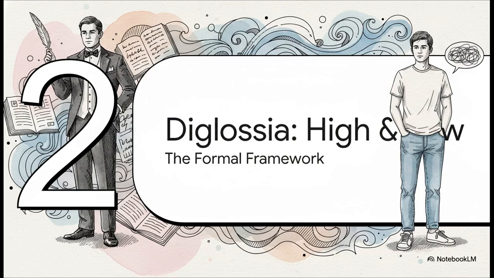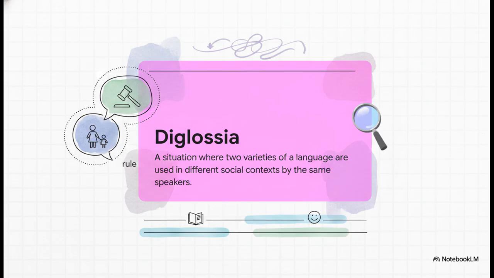Sociolinguists have a specific framework for our tuxedo and t-shirt languages. They call them the high and the low varieties. And here it is, the classic definition. This was first introduced to the English-speaking world by a sociolinguist named Charles A. Ferguson, way back in 1959. So diglossia is a pretty stable situation where a community uses two different versions of the same language, but for completely different jobs. And it's not really a choice. It's more like a rule everyone just understands.